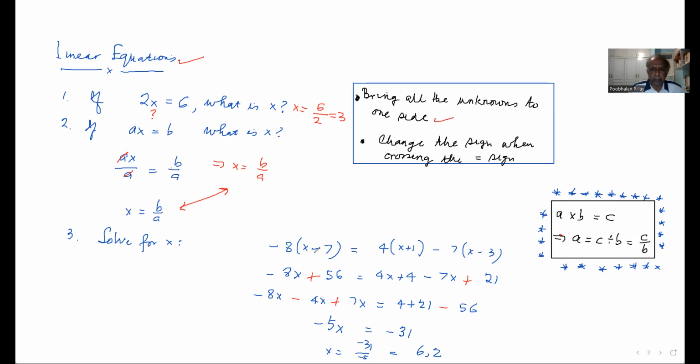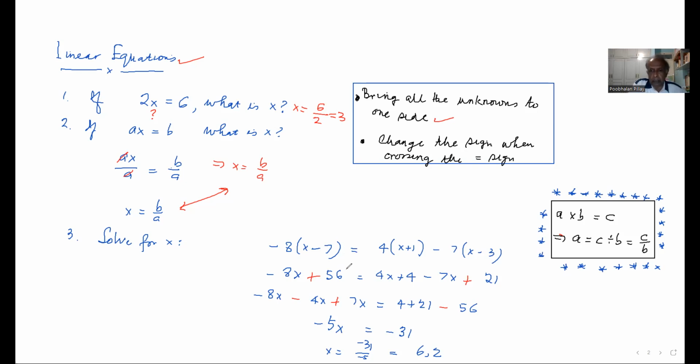So let's have a look at this. You've got this complicated thing. I'm going to go through this briskly. Minus 8 times x is minus 8x. Minus negative 8 times negative 7 becomes plus 56. Here it's 4 times x is 4x. 4 times 1 is 4. Minus 7 times x is minus 7x. Negative 7 times negative 3, be careful, is positive 21. All right, so now you've got rid of the brackets. So one of the first things you do is to get rid of the brackets, if there are brackets.